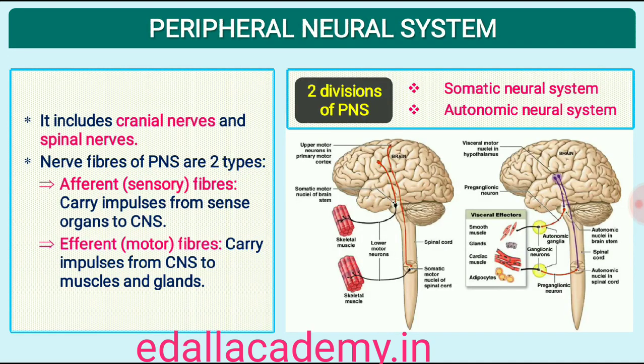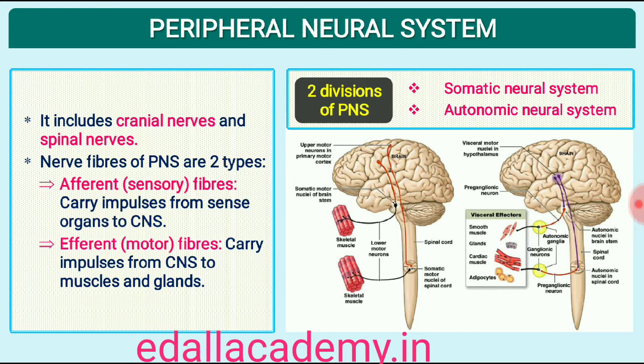Nerve fibers of the PNS are of two types. A. Afferent fibers. B. Efferent fibers. The afferent nerve fibers transmit impulses from tissues, organs to the CNS, and the efferent fibers transmit regulatory impulses from the CNS to the concerned peripheral tissues, organs.